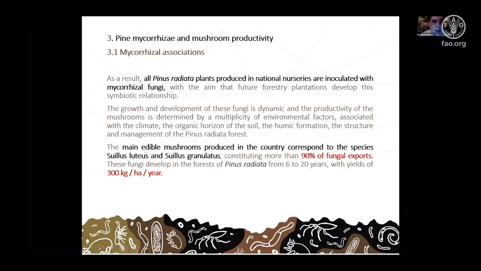This kind of edible mushroom produced in our country, Suillus luteus and Suillus granulatus, is a very important income from fungi export. For example, these fungi developed in the forest of radiata pine yield 300 kilos per hectare per year. And many people in the communities live from this production.